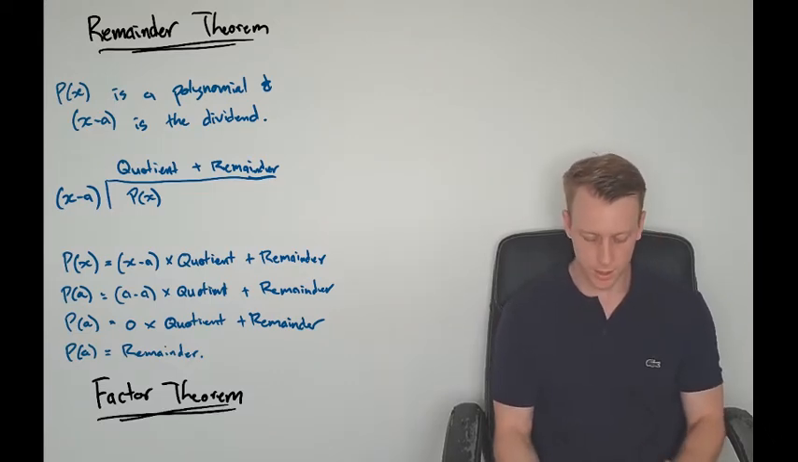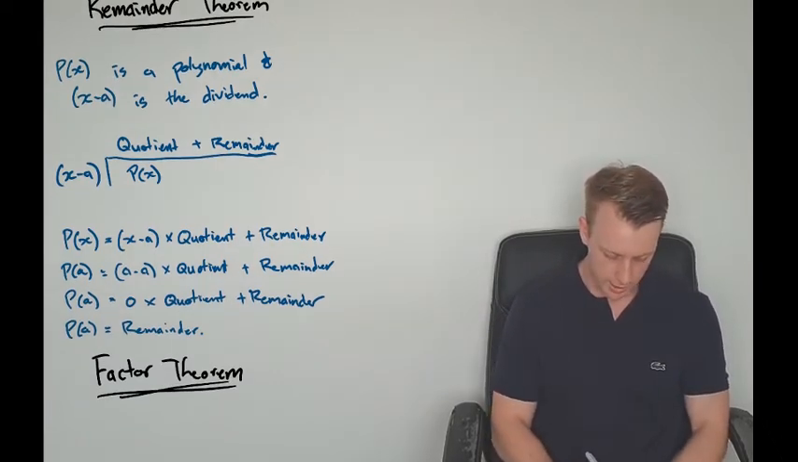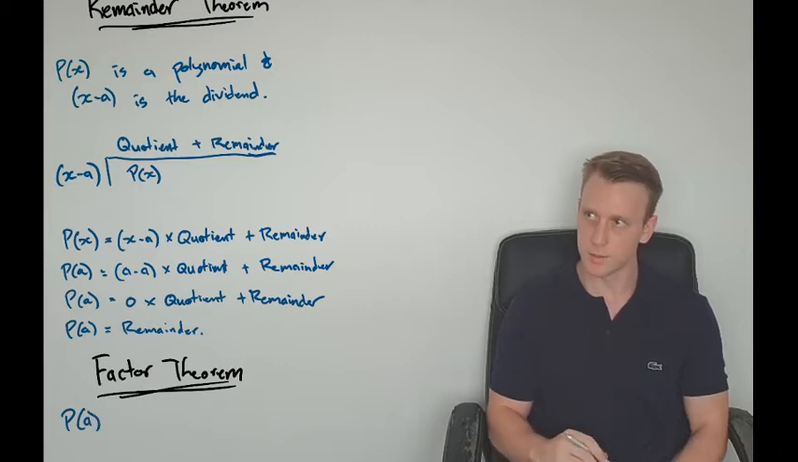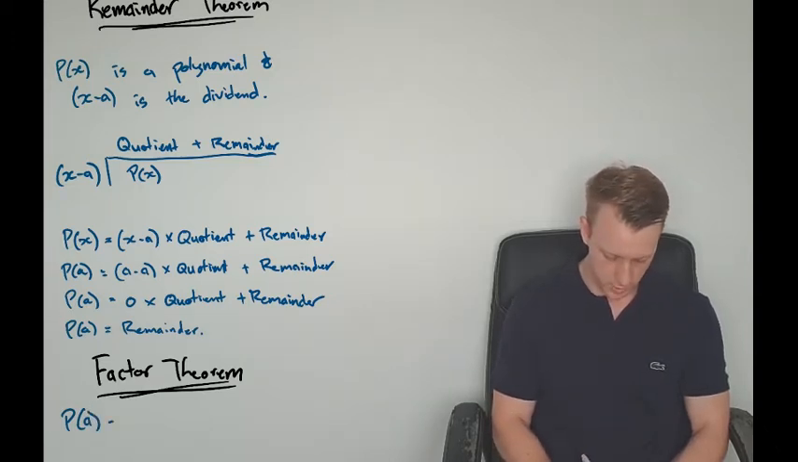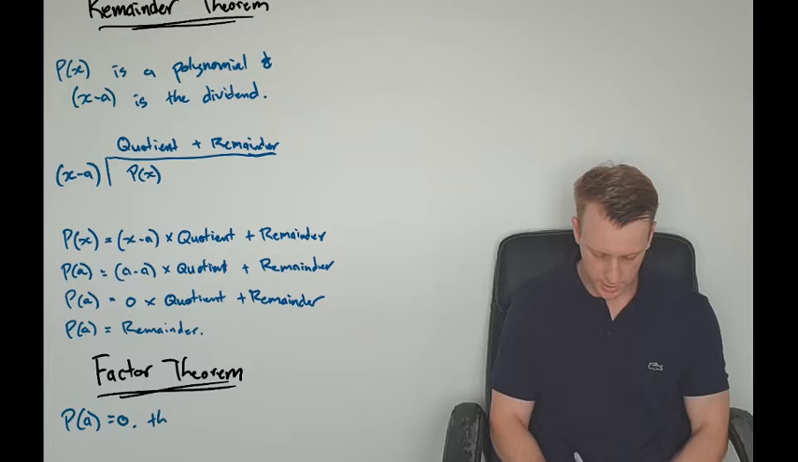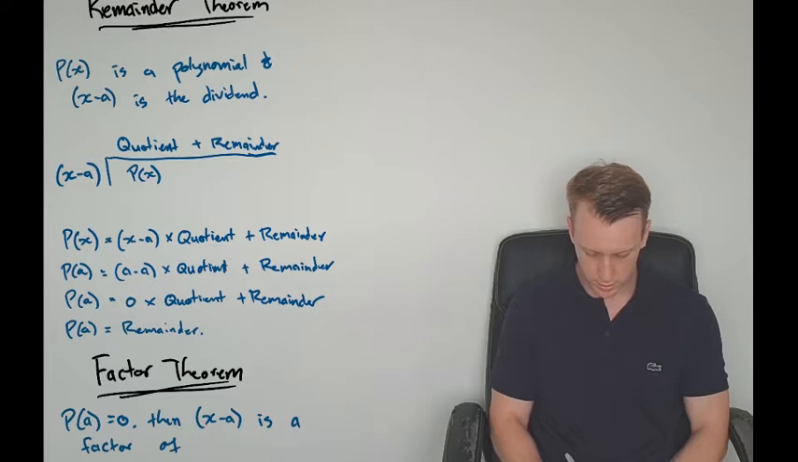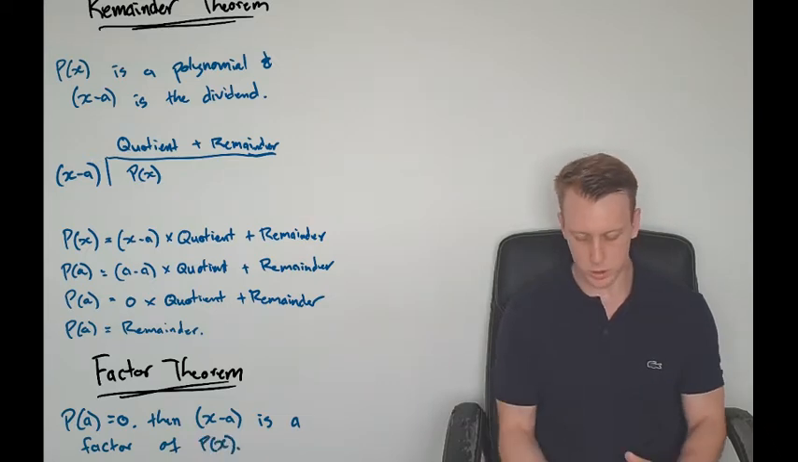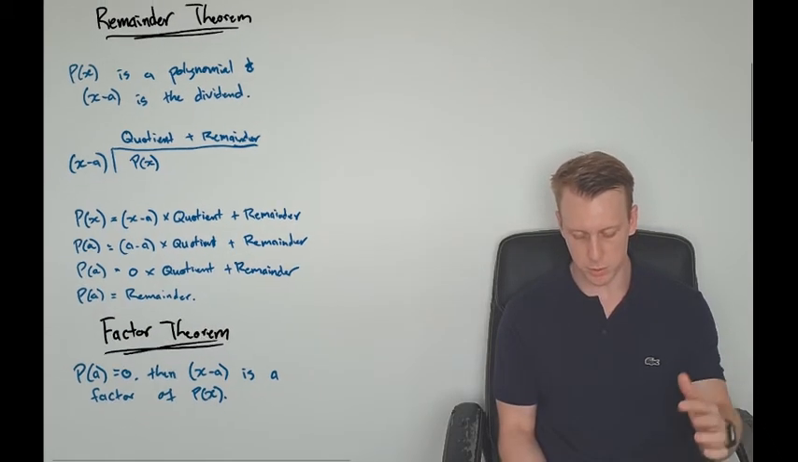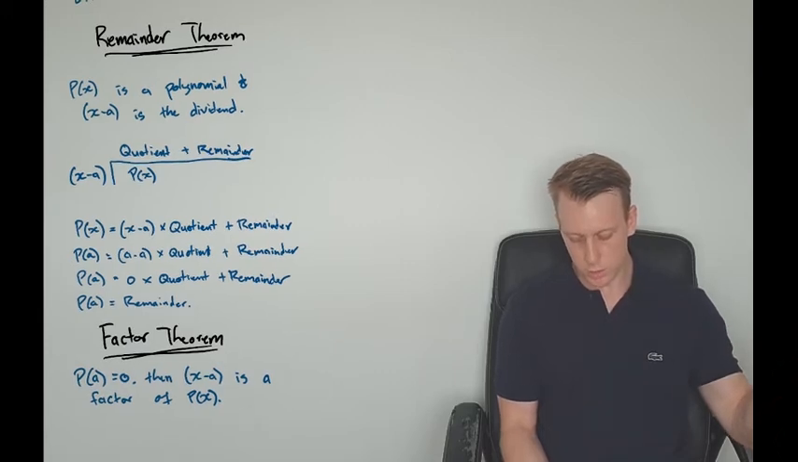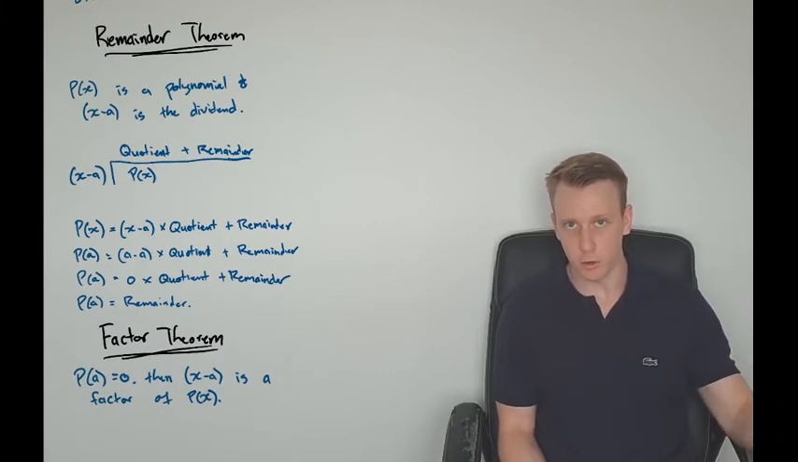Okay, and this ties in pretty tightly with the factor theorem. Very similarly, if we say that p of a is equal to 0, then x minus a is a factor of p of x, which, if you look at the remainder theorem, makes perfect sense. You evaluate it and you don't get a remainder. That means that the divisor is a factor.